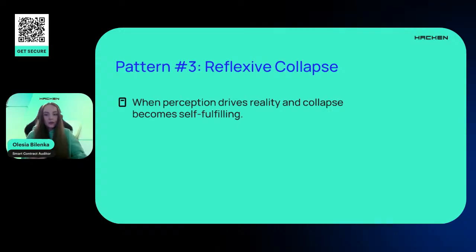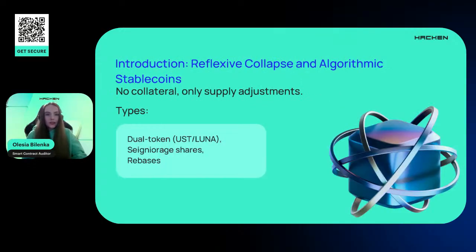We see this most clearly in algorithmic stablecoins. Algorithmic stablecoins have no collateral. They are fully based on math and trust. When people believe in them, the system works perfectly. But when they don't, the same rules make it collapse. So it's stability that depends entirely on confidence. There are 3 types of such tokens: dual tokens, seigniorage shares, and rebases.